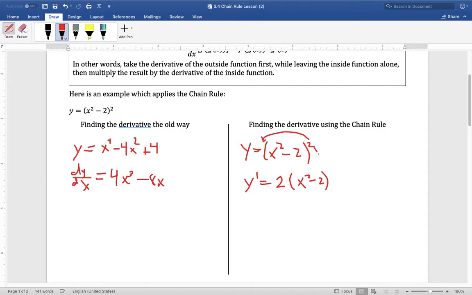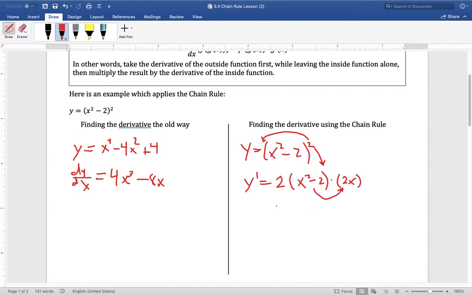And then this exponent is 1 less, so it's just 1. You don't have to put it here if you don't want to. But then we need to multiply it by the derivative of the inside, so times the derivative of the inside, which is just 2x.